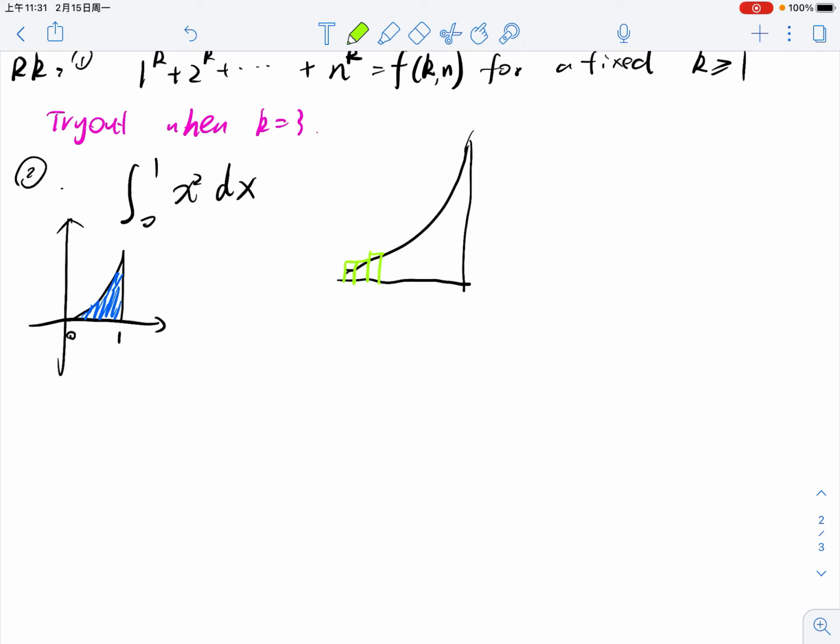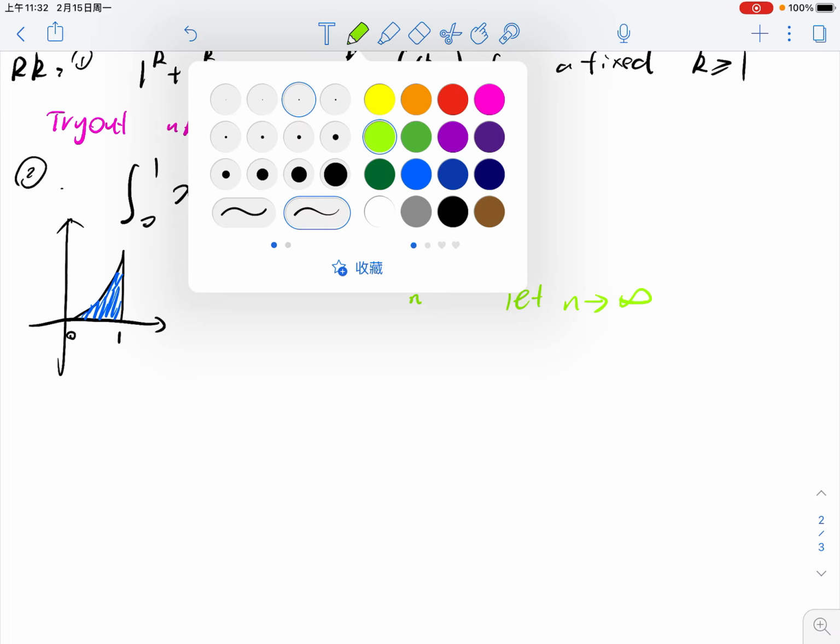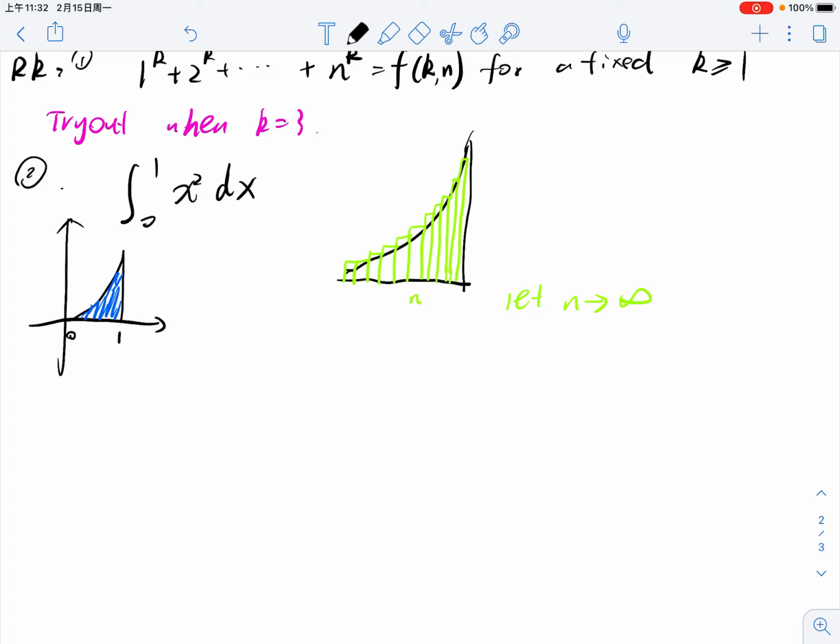We cut the region into small pieces and approximate, using small triangles, small rectangles, and you have n, and let n go to infinity. You cut finer and finer. You expect the summation of the areas of the rectangles to give you the approximate area of the blue shaded region. And if you sum them up, you do have something equivalent to this.